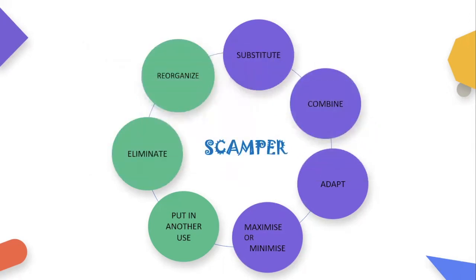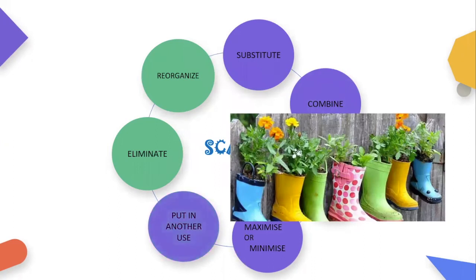To put in another use, how could you use your product and use it in a different way? Here we have an example of old Wellington boots which have been used as plant pots. So they are being used in a completely different way.